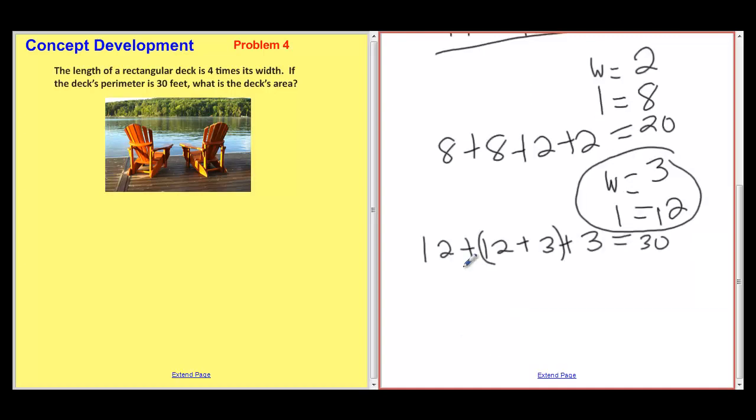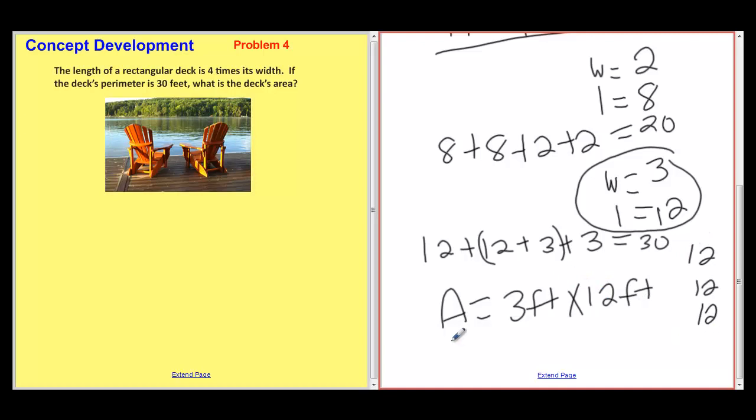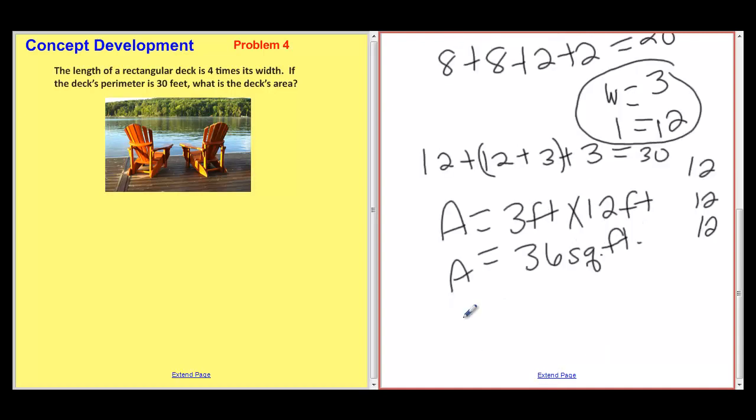It wasn't asking what is the length and what is the width. It asked for the area. So if I know that the length and the width are 3 feet and 12 feet, now all I have to do is multiply. If you don't know 12 times 3, you could always just say 12 plus 12 plus 12 and add it together. I happen to know that 12 times 3 is 36. It'll be 36 square feet. So now all you have to do is write this as a sentence and say the deck's area is 36 square feet.